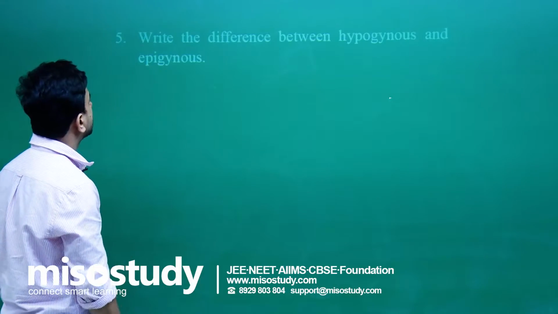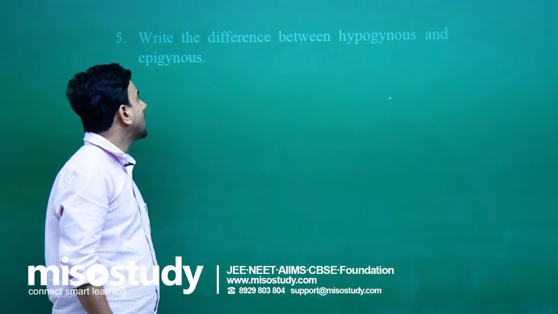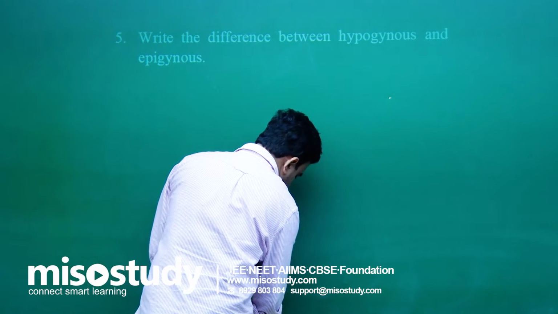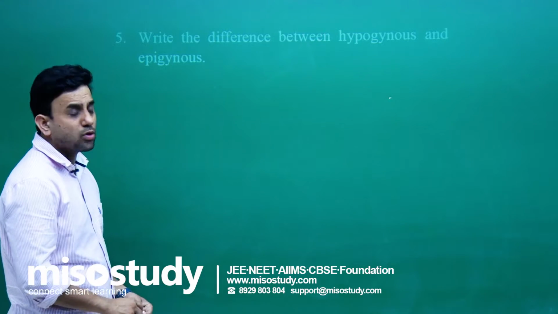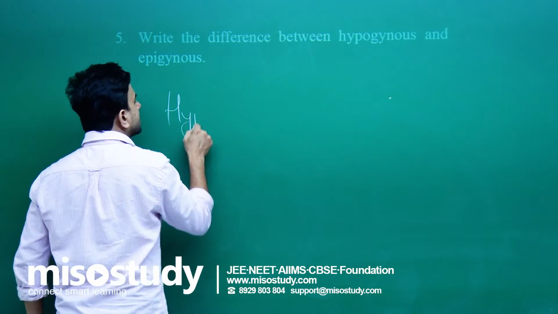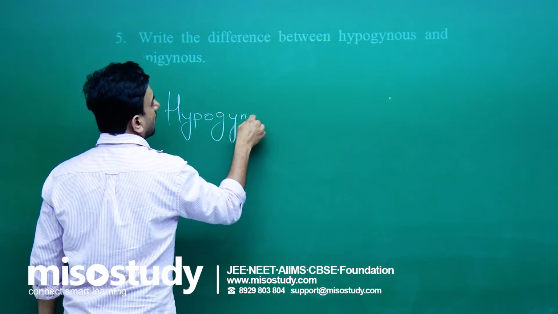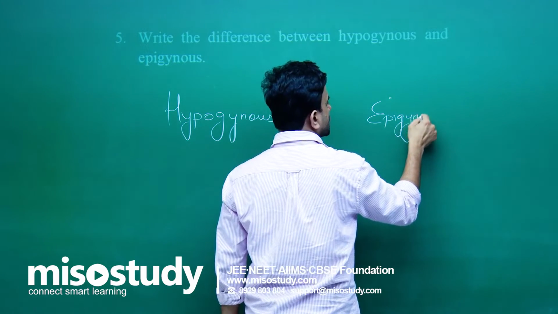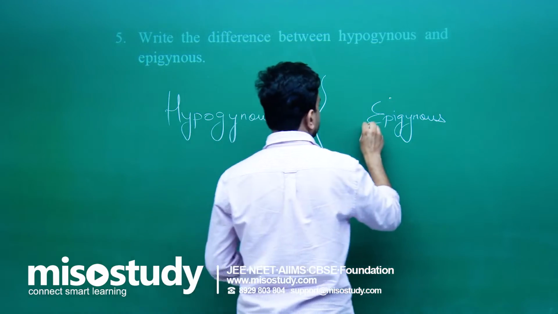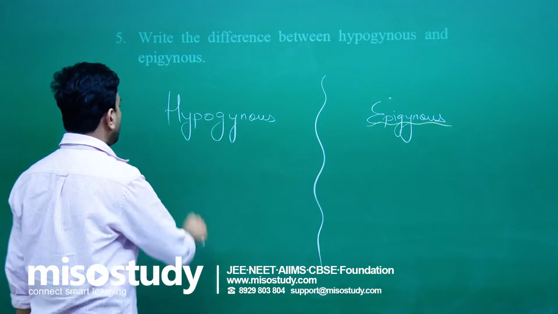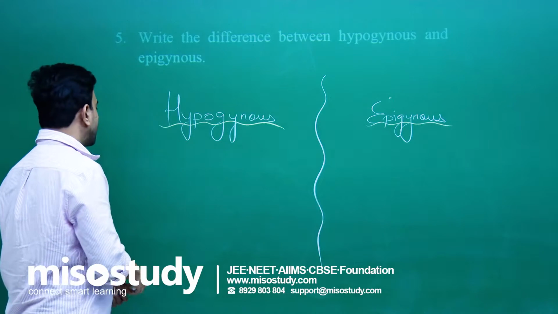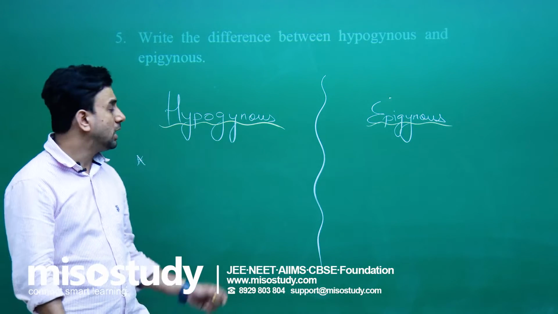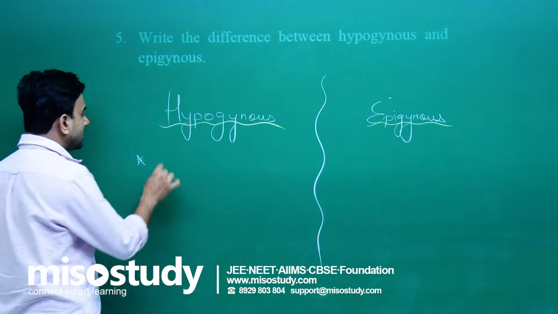We move on to the next question. What is the difference between a hypogynous and an epigynous flower? So what we write here, this is the hypogynous and this is the epigynous condition. Now in the hypogynous condition, hypo means lower and gynous here stands for the gynoecium or the ovary. So what do we mean by this here?